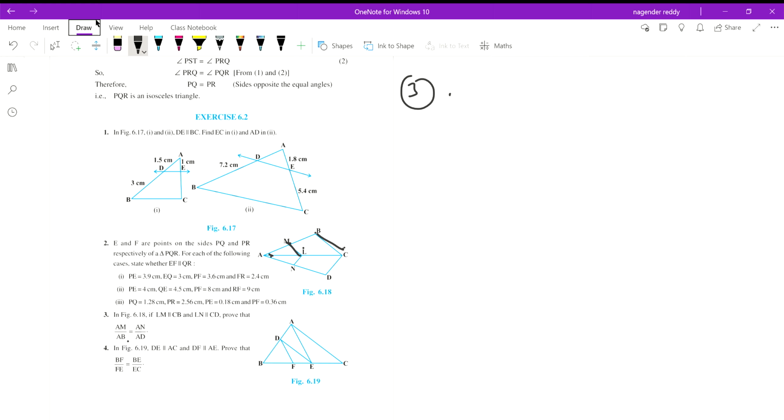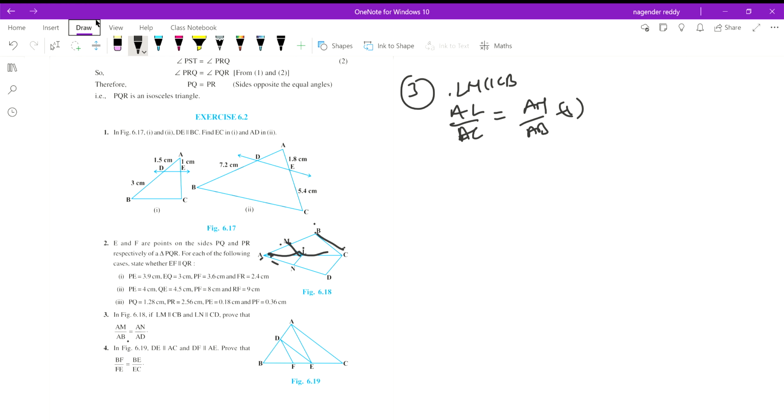But here it is asking AB. That means if LM is parallel to CB, then we can write AL by AC is equal to AM by total AB. You can take this as equation number 1.